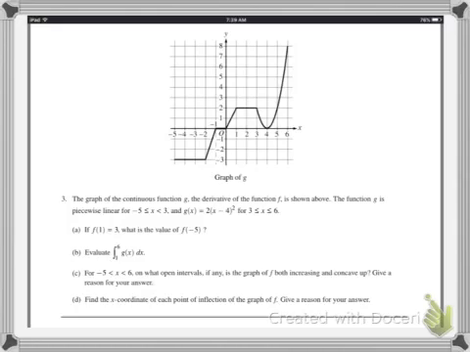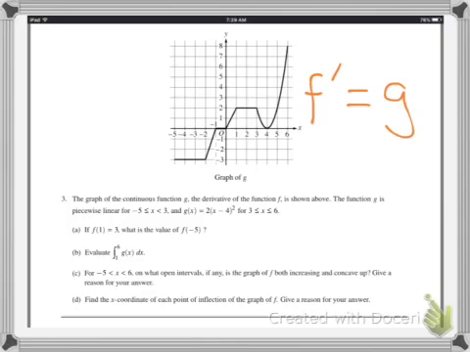It says the graph of the continuous function g, the derivative of the function f, is shown above. They like to do this. They like to give you the graph of a derivative of some function. And since they're telling us that the derivative of f is g, I'm going to note that over here so that I don't forget it as I work through the rest of the problem.